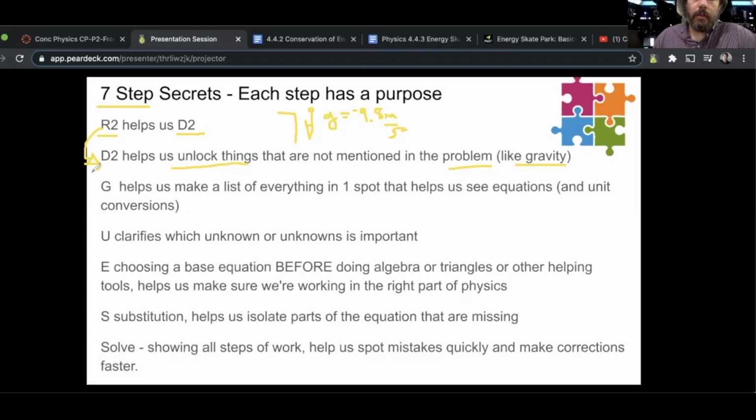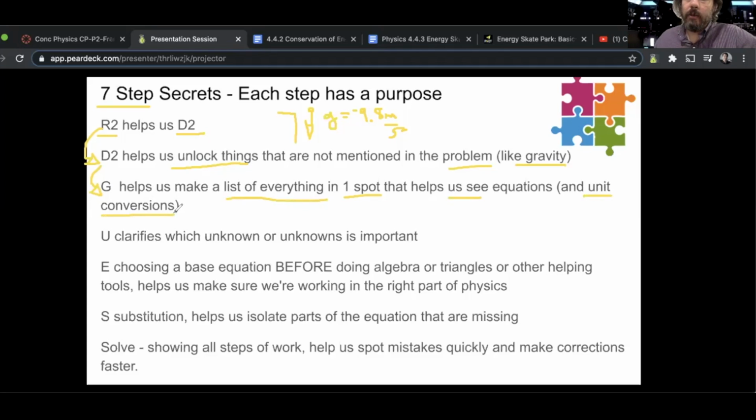Then we make a given chart where we list all of our givens. Basically, we're making a list of everything in one spot, because our drawings can actually get crazy and things are in different places and it's not easy to see sometimes. Because it's all in one spot, it can help us see the equation before we even start looking for it. It's also where I check for units.